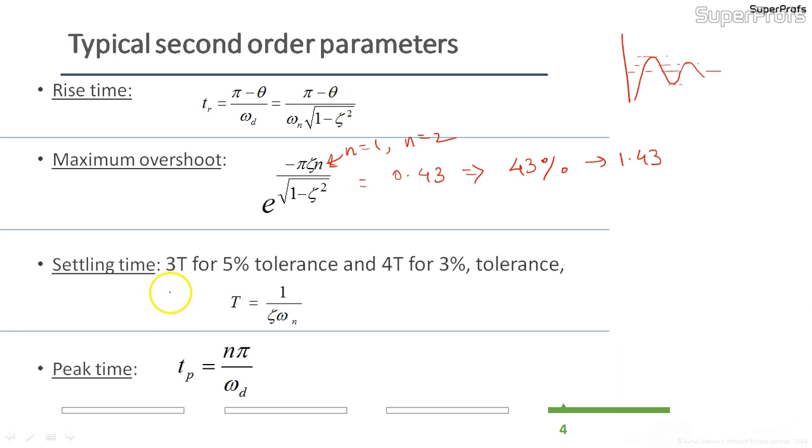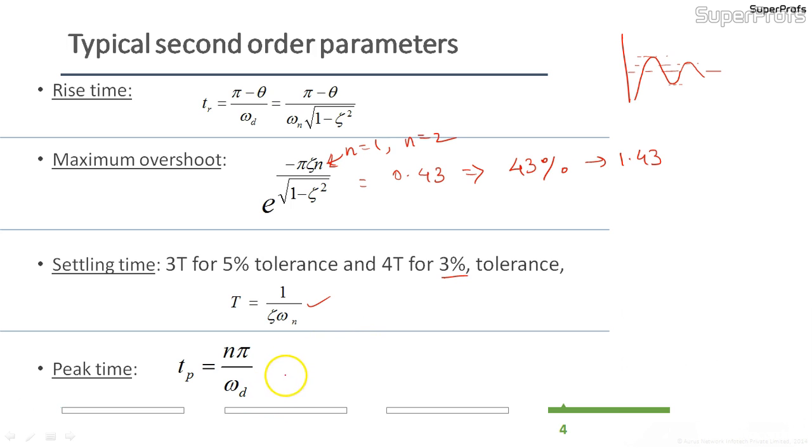How to calculate settling time? Settling time is nothing but 3 times the time constant, which is 3 into 1 upon zeta omega n for 5% tolerance. And if you want to calculate the settling time for 2% tolerance, you will multiply the time constant by 4. So first you will calculate the time constant of the system from the knowledge of zeta and omega n, and then multiply it by 4.